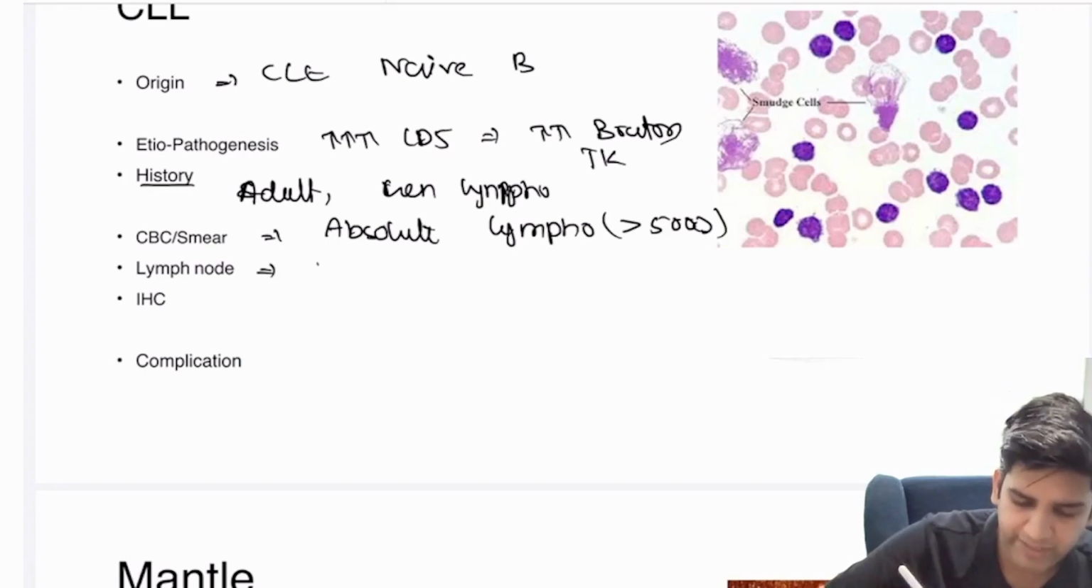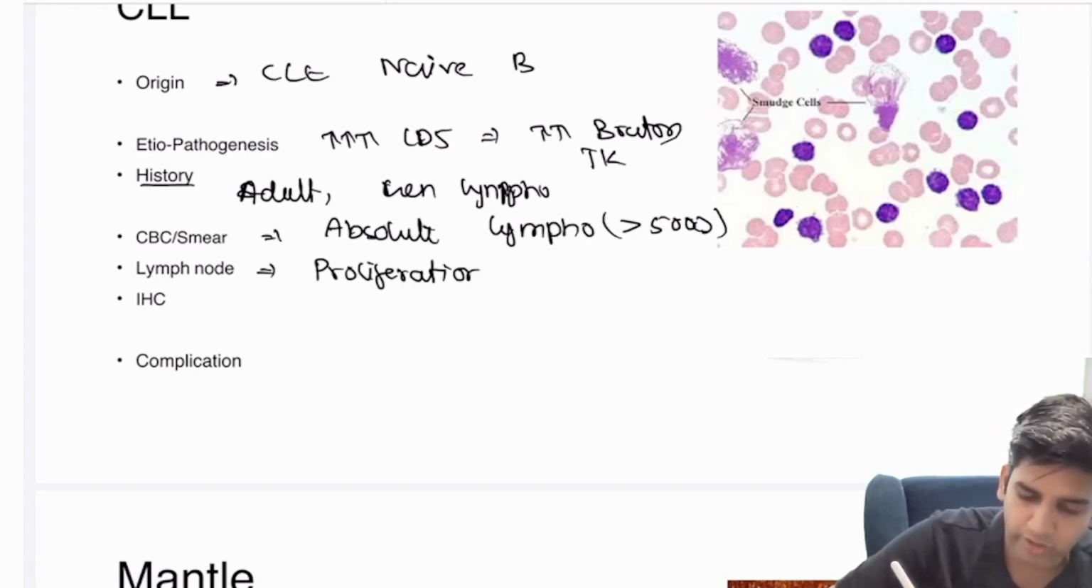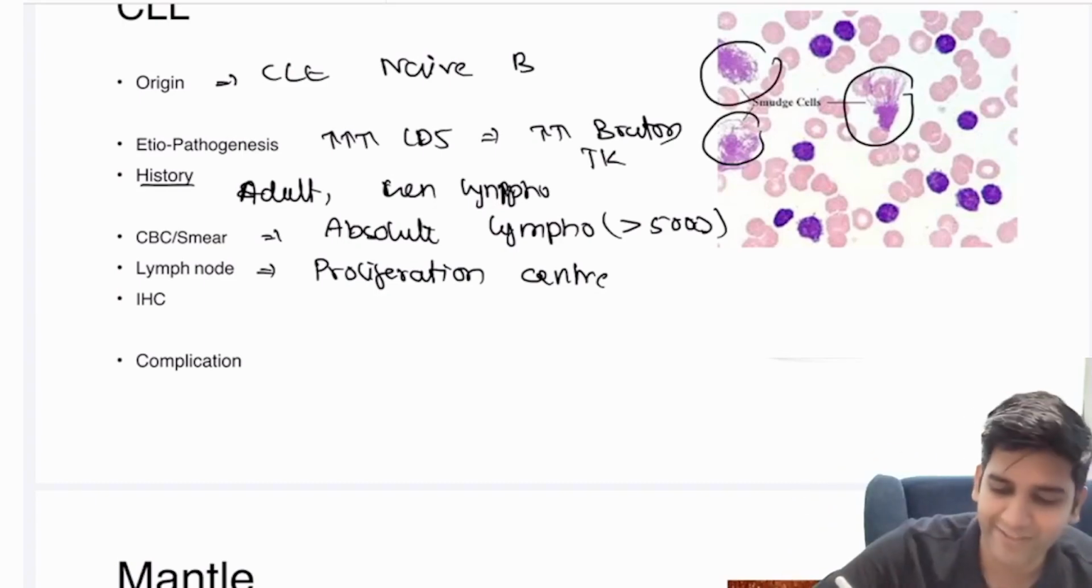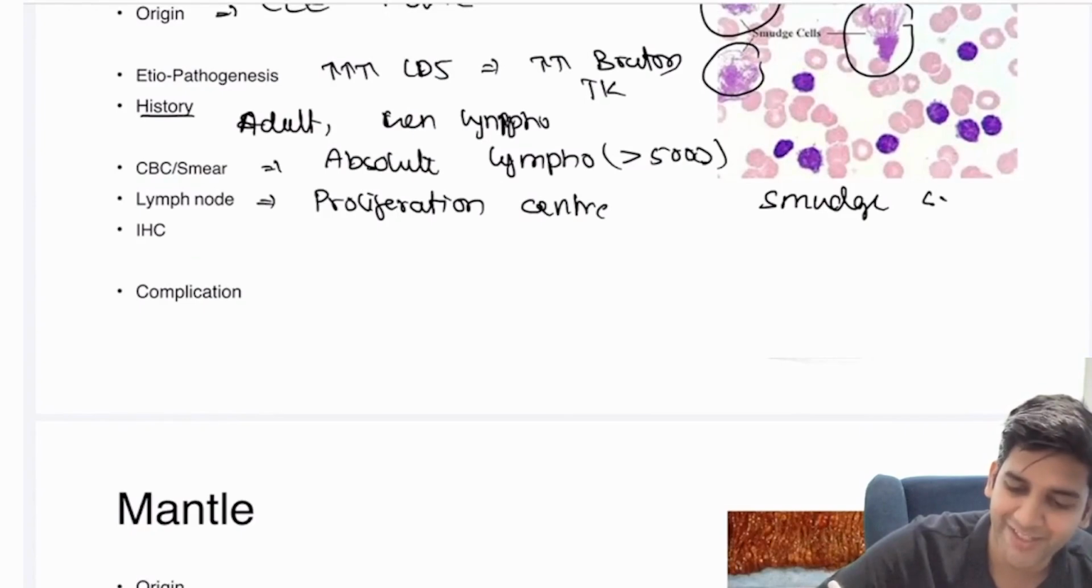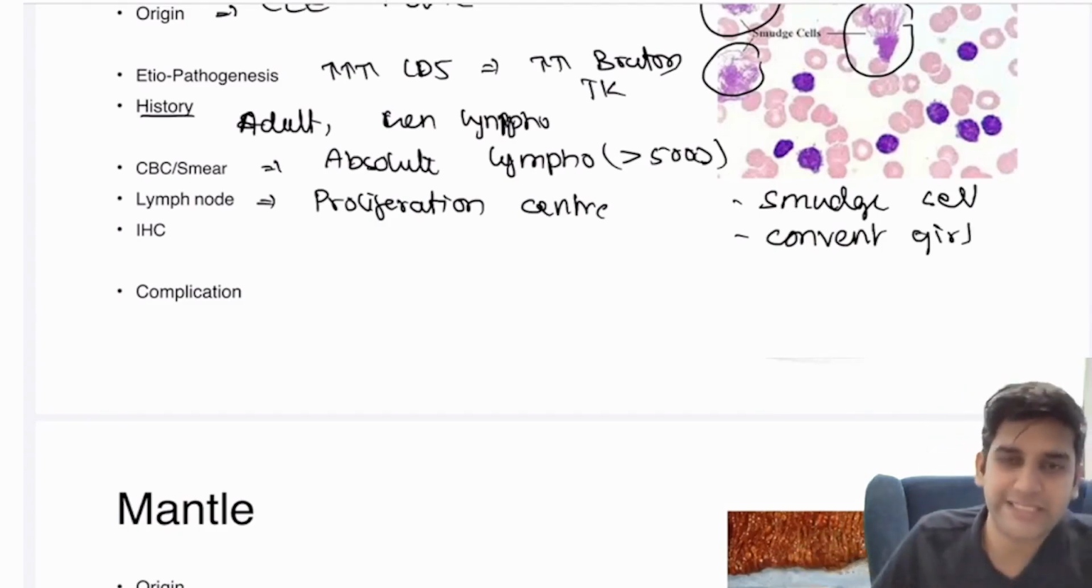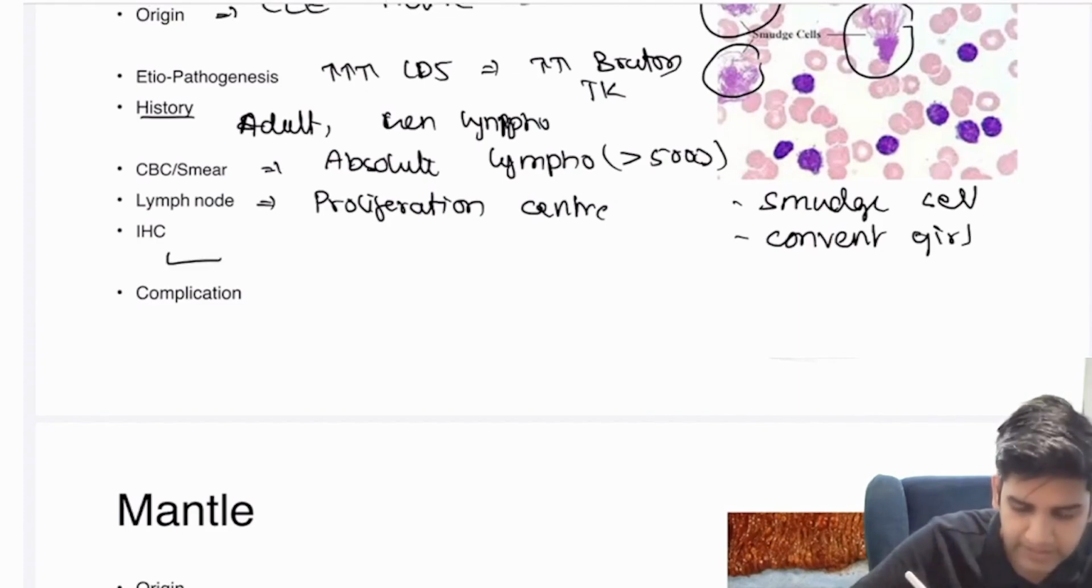Whenever you see a finding called proliferation center, that's diagnostic of CLL/SLL in your lymph node and in peripheral smear. You can't forget this, right? There are two classical findings. One is a smudge cell and an infamous finding, you know that finding, right? Convent girl appearance. So convent girl appearance or a smudge cell, that's a classical finding given for CLL/SLL, right?